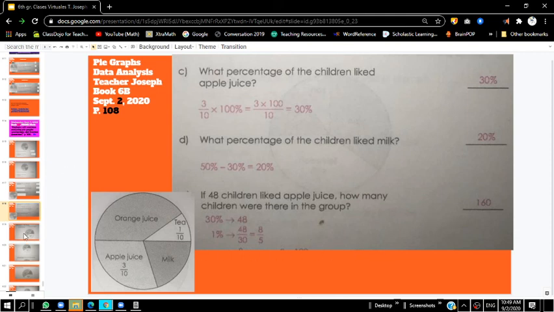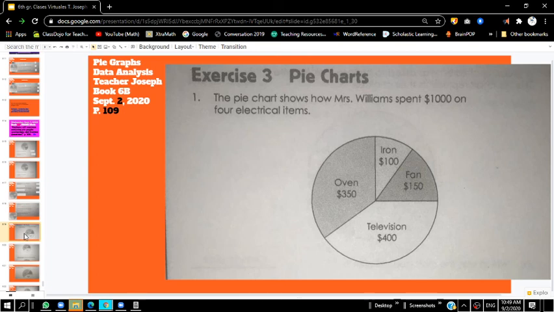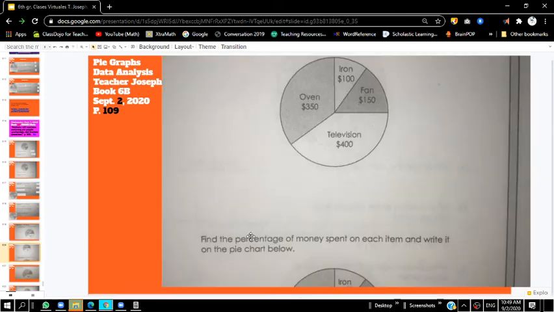Let's go on to letter number 1 on page 109. The directions say, the pie chart shows how Ms. Williams spent $1,000 on 4 electrical items. You can see the items are her oven, her iron, her fan, and her television. What we need to do is try to find the percentage of money spent on each item and write it in the pie chart below. Okay, now I've not put the answers in there on purpose just so we can figure this out.